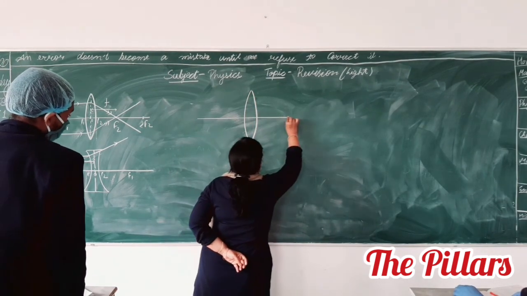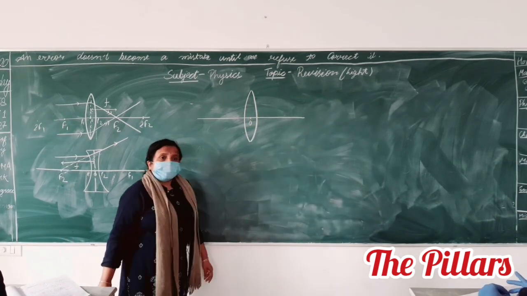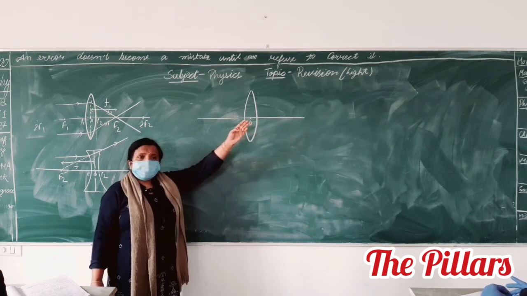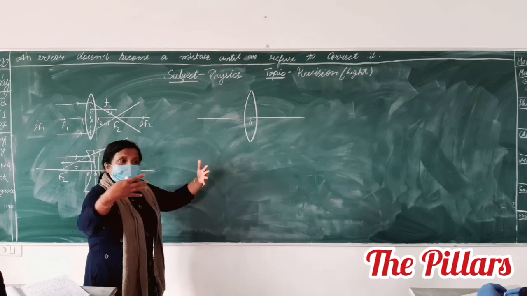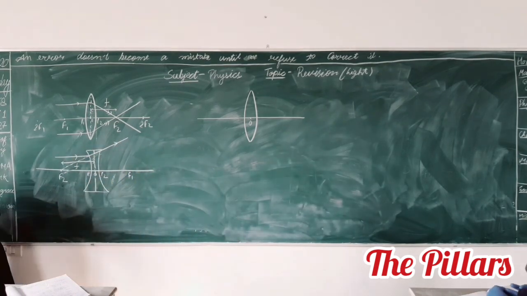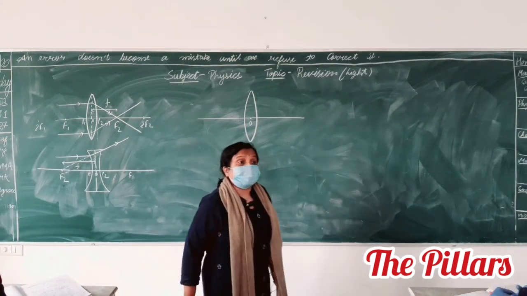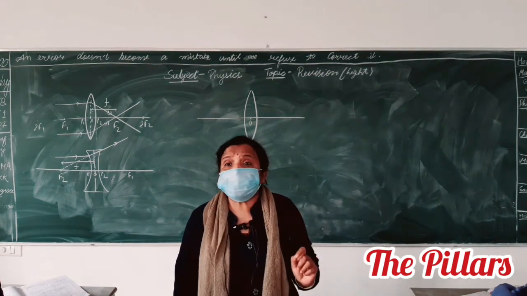Why is it that after refraction from a convex lens, the light rays converge, they meet at a point? Why is the convex lens called a converging lens? Why is it so?